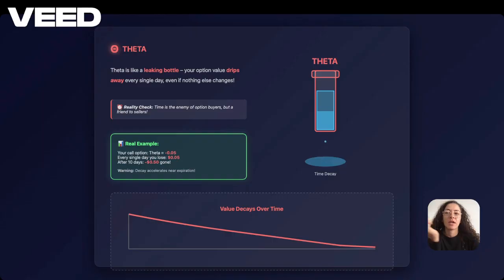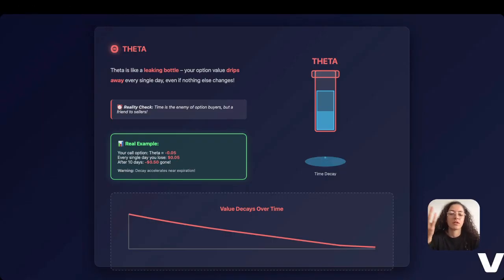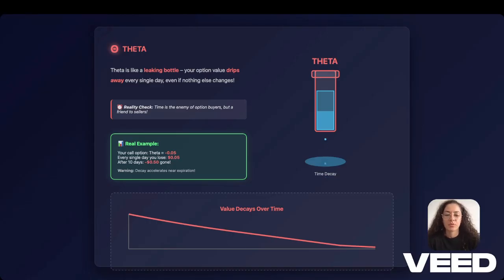So for example, if your call option has a theta of minus 0.05, and every time we talk about theta is with a minus in front because we're talking about time decay, every day you lose 0.05. Every 10 days, you need to think that minus 0.50 is gone without even the stock moving, of the option doing nothing. It's just time decay. You can see that the value decays over time.